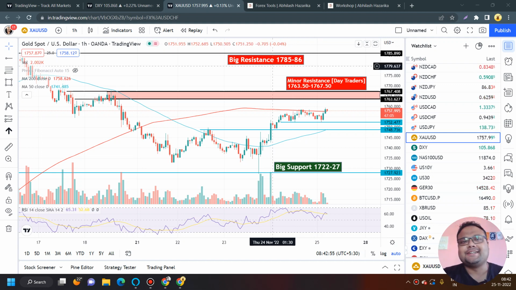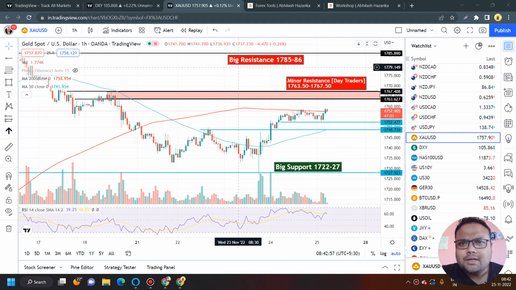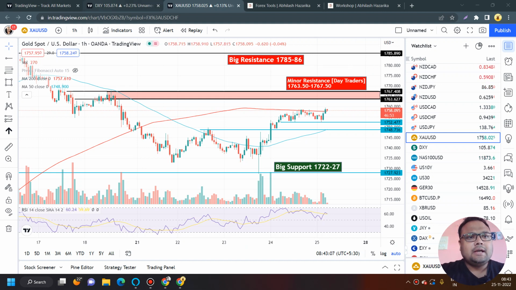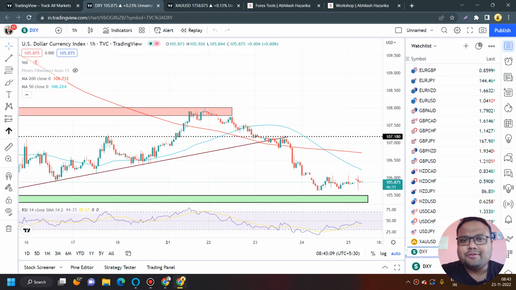So let's get started. This is the 1 hour chart of gold USD in front of us, and you can see that I have marked many levels for the day. So let's try to understand one by one. But before we proceed, I would like to take you to the chart of DXY, US dollar currency index.